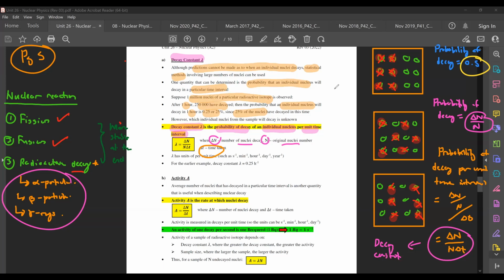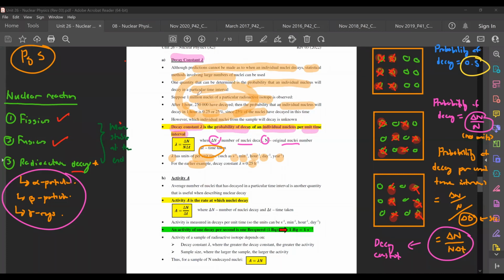All right. So probability by itself has no units, but time has unit of second. So if you take probability of decay divided by time, you're going to end up with units of per unit time for decay constant. It can be per second, per minute, per hour, per day, per year. It doesn't matter which unit it is, as long as it's in terms of per unit time. For the earlier example, we say that your decay constant is actually 0.25 per hour. In 1 hour, there's a chance of 25% of your nuclei decaying, in other words.